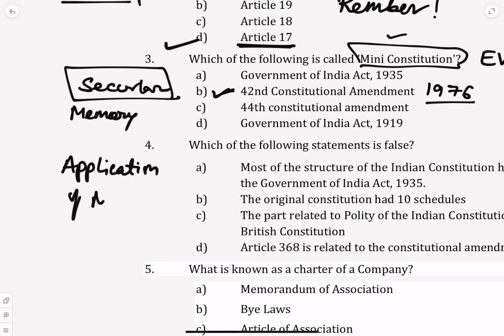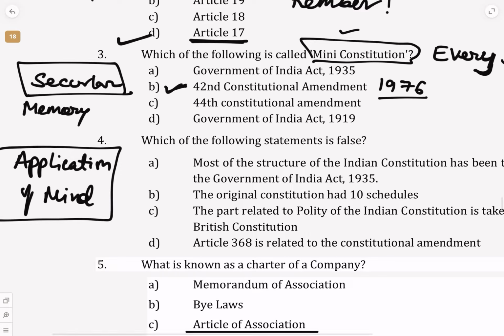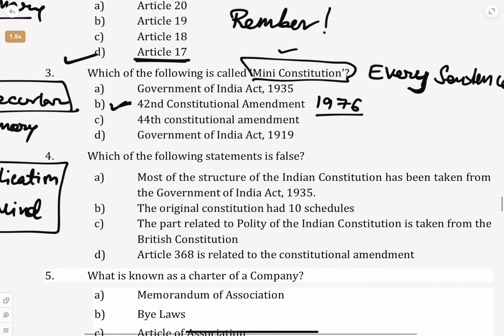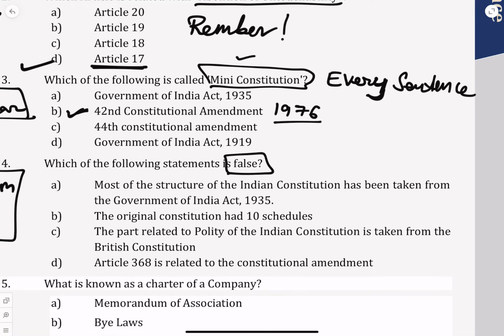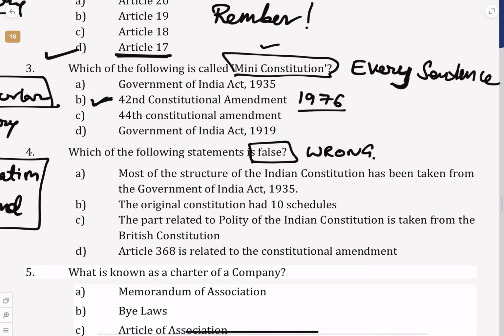Application of mind. See, broadly in legal aptitude, and even in other subjects, you have application of mind and you have the memory based question. So here, when we look at it, which of the following statements is false? So we need to know which of the following statements is wrong or false. Most of the structure of the Indian Constitution has been taken from the Government of India Act 1935.